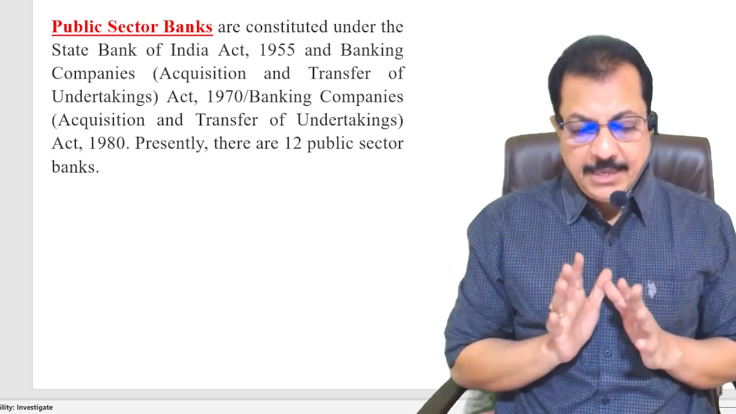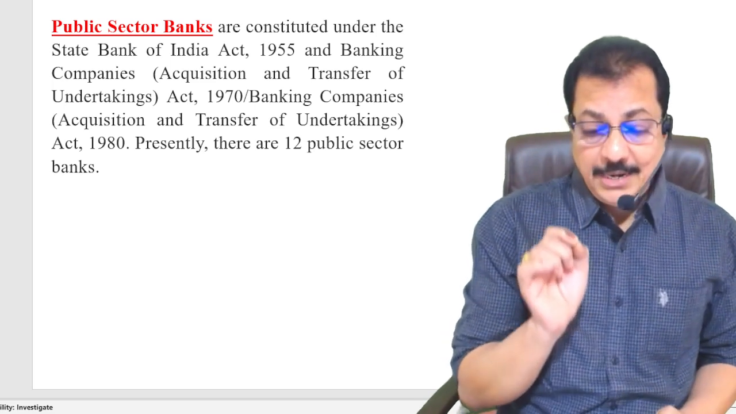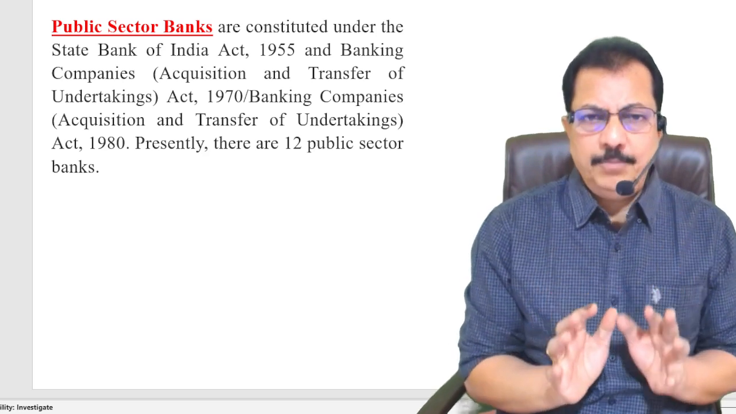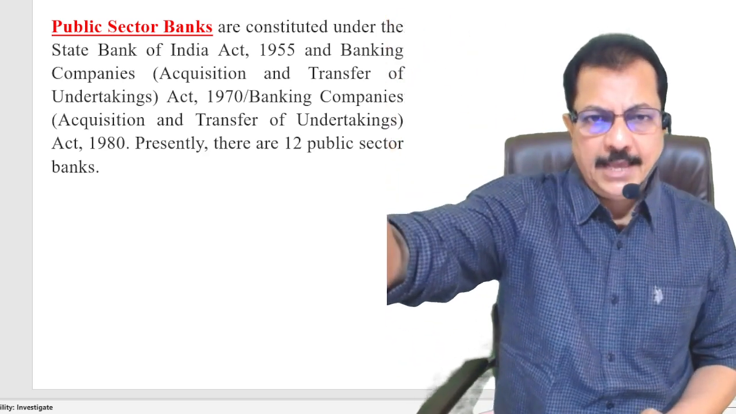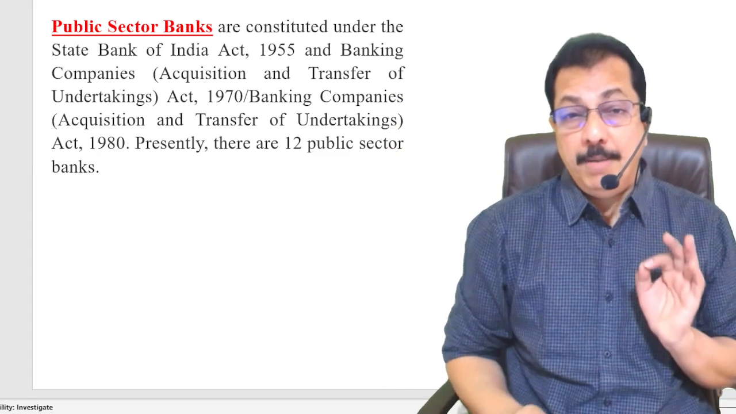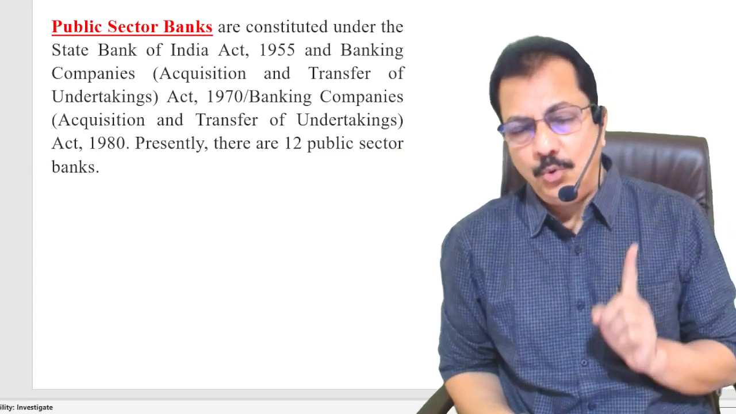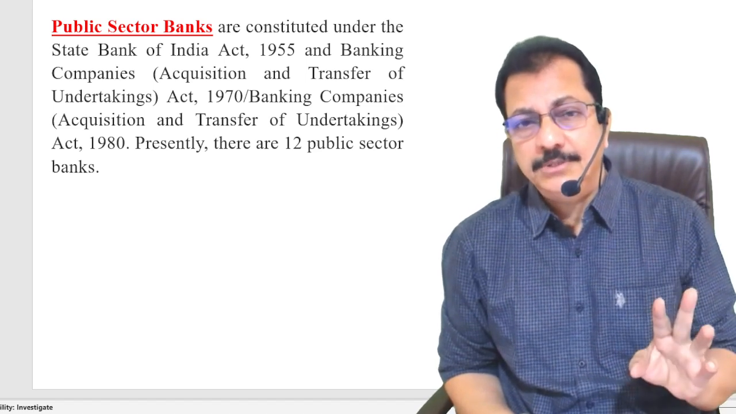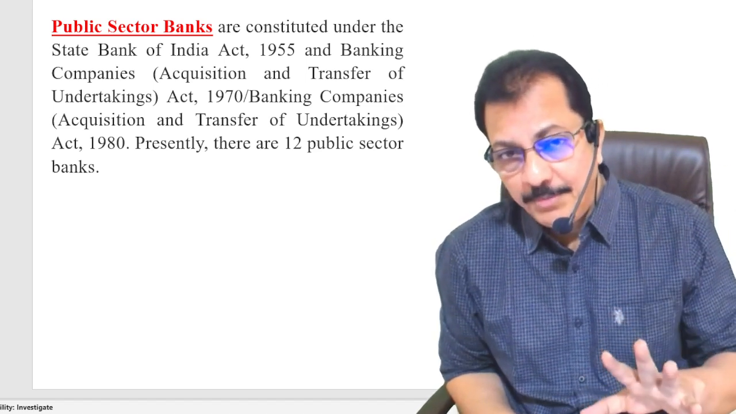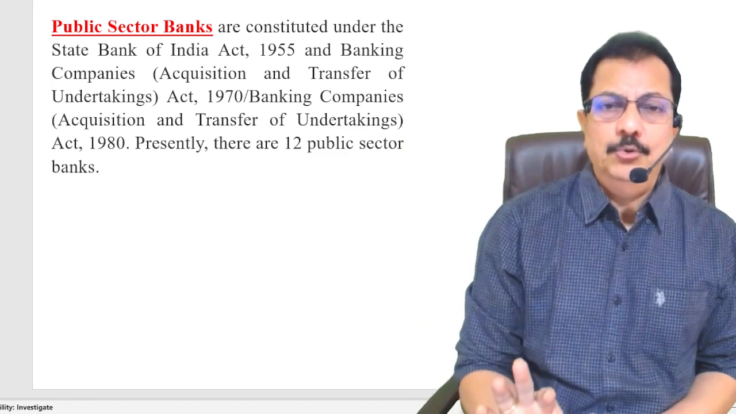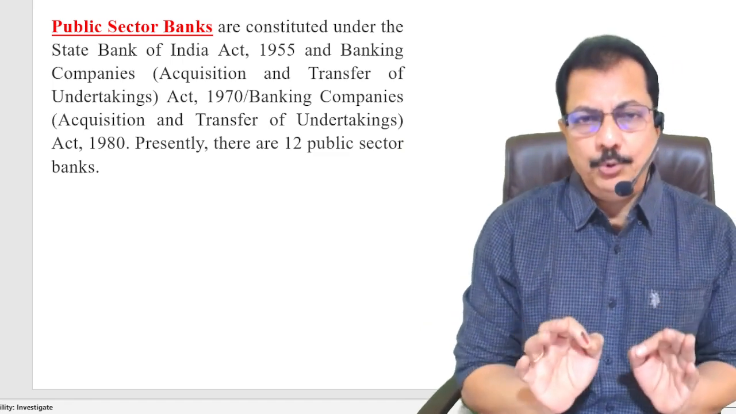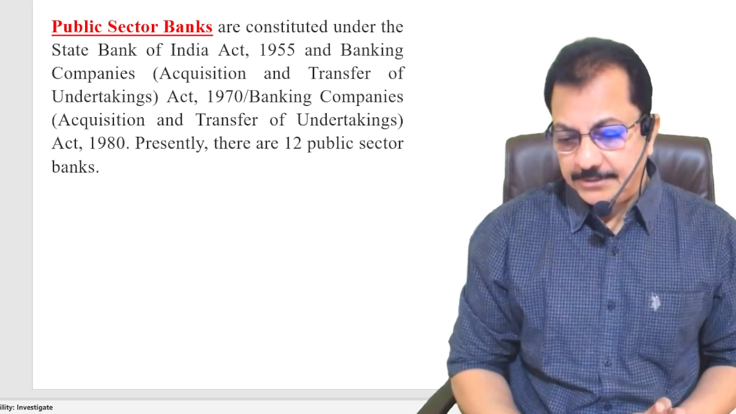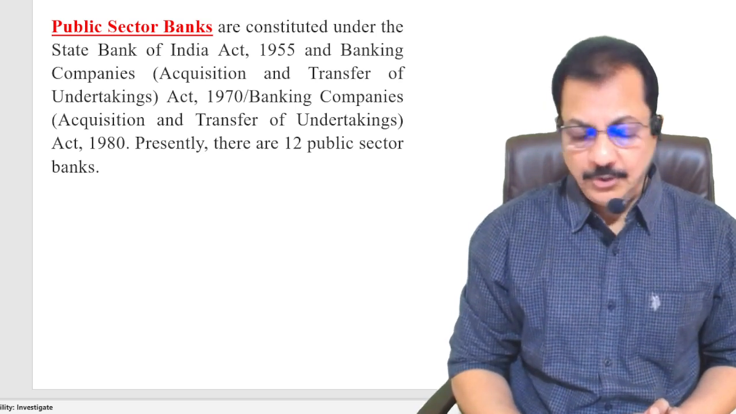So these are the Banking Companies Acquisition and Transfer of Undertakings Acts. Any establishment that is established through these acts will fall under public sector banks, which are owned by the government, where not more than 20% FDI is permitted. That FDI should be only through the government approval route. Am I clear? So this is the public sector banks, and I gave you some examples also.